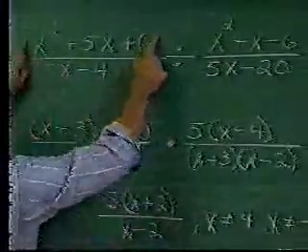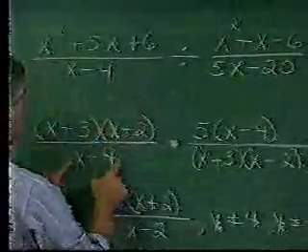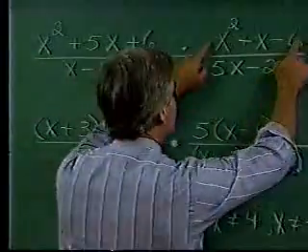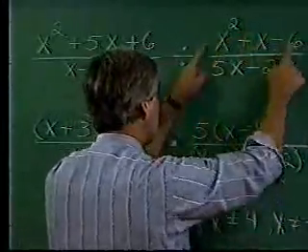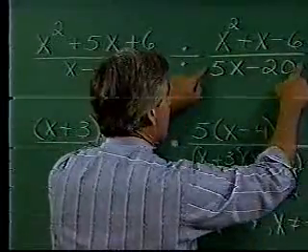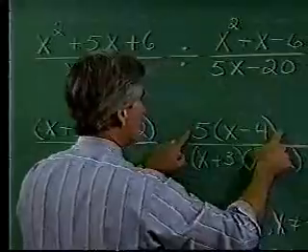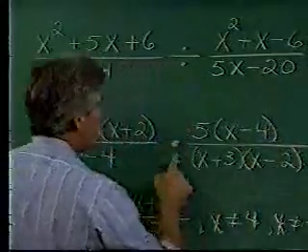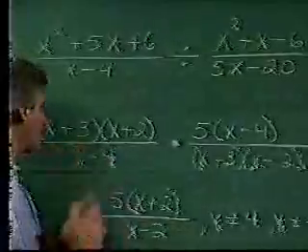Here, factoring this numerator, we get x plus 3 times x plus 2. We bring down x minus 4. This numerator becomes the denominator here because we're flipping over, and this becomes x plus 3 times x minus 2. This denominator becomes the numerator, and we take out the common factor, 5. All right, now it's a multiplication problem, and we follow the same kind of procedure that we did earlier.